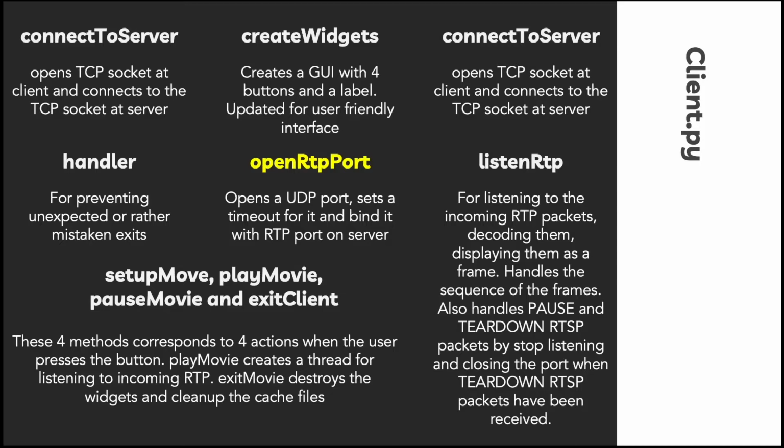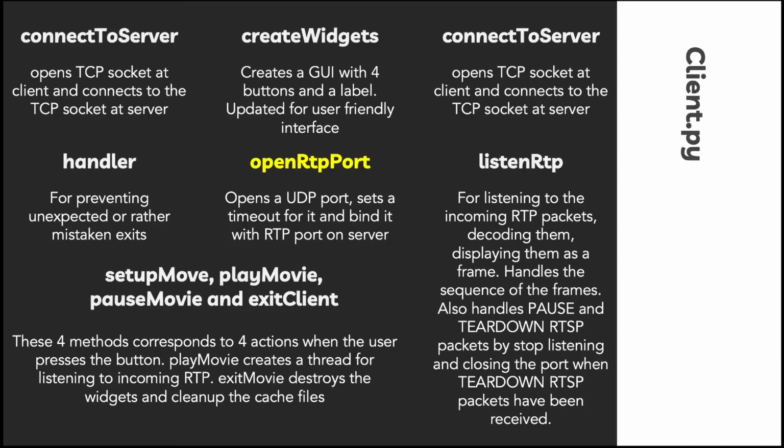Next up, we have the 4 functions that are setup movie, play movie, pause movie, and exit client. Now, these 4 methods correspond to 4 actions when the user presses the button. All of them will send a corresponding RTSP request to the server. Furthermore, play movie will create a thread to listen to incoming RTP, and exit client will destroy the widgets and clean up the cache files.